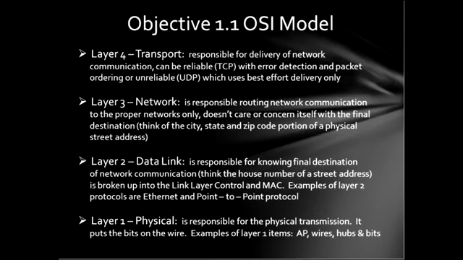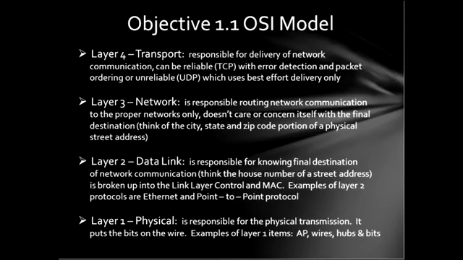The data link layer, that's the layer that is responsible for knowing the final destination. You can kind of think of it as the house number portion of a street address. It is broken up into the two layers, the LLC, which is link layer control, and the MAC. A couple of examples of layer 2 protocols are Ethernet, which everybody should be familiar with, and point-to-point protocol, which you will get into later in this course, at least you should.